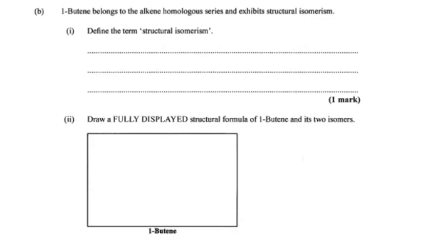Try not to use the same words. The existence of organic compounds having the same molecular formula, but different structural formula. You could say different arrangement of the atoms in space. So we'll say, let's go in red. Or you could say existence or occurrence.